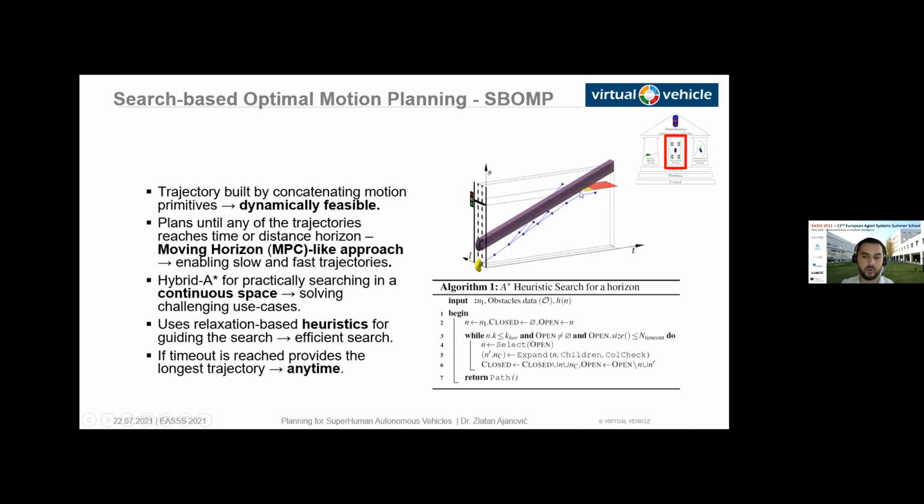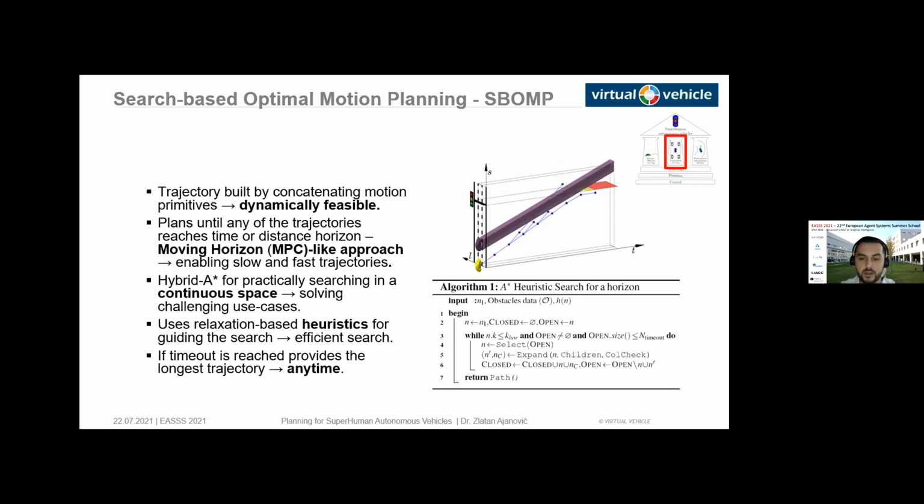In our case, we have a hybrid horizon based on distance and time. If either distance or time is reached and we have a collision-free trajectory which reaches the horizon, we have the solution. Then we execute one or a few samples from this plan and replan again, iteratively in a loop with some frequency, either 50 hertz or 20 hertz, depending on what we can achieve based on the computation.